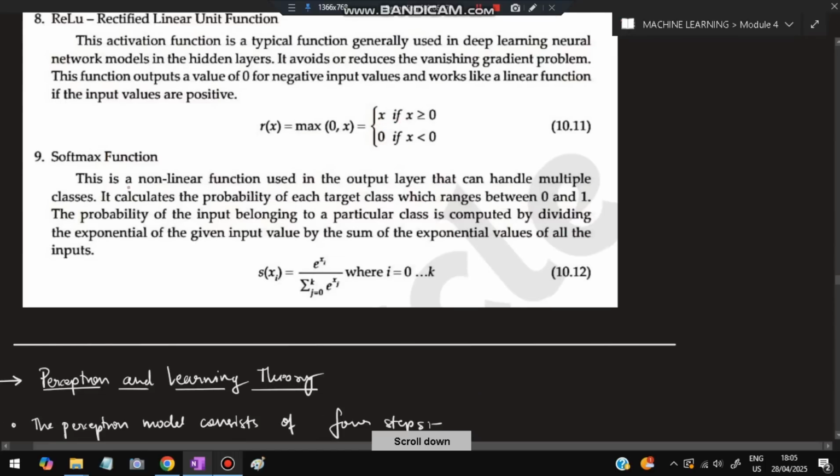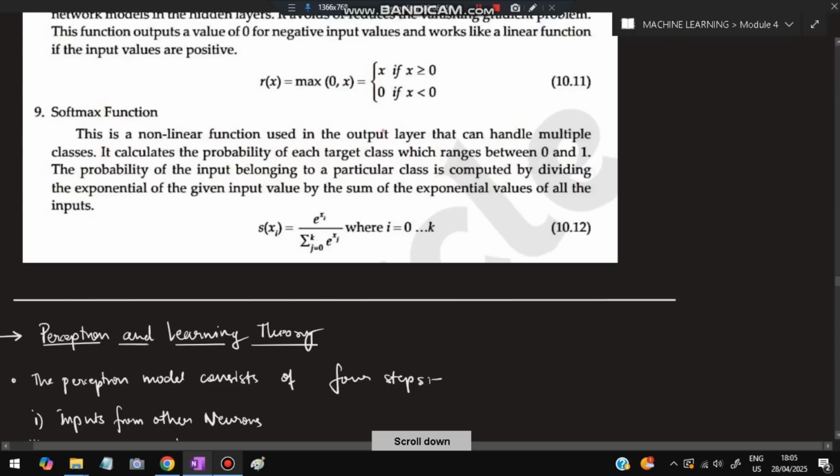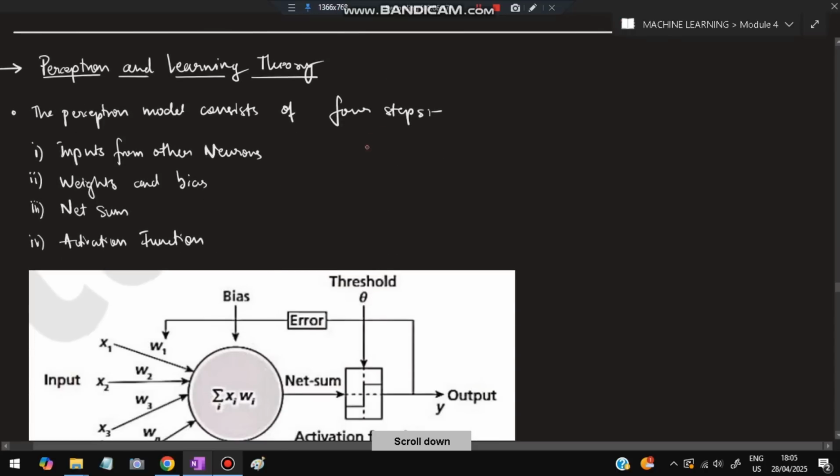Next is the softmax function. This is also another type of function which is extensively used. So these are the different types of artificial neural network activation functions. Now, perceptron and learning theory.